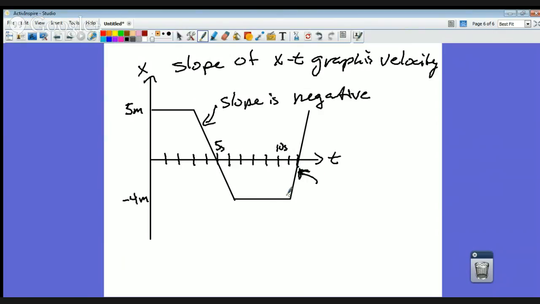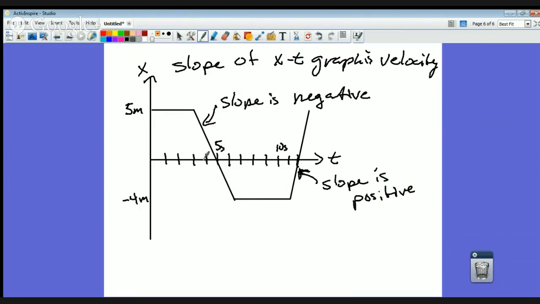Even though the numbers are negative, we're moving in the positive direction. So we're moving to the right. We're going from -4 to 0. That's movement to the right. And then we're moving past 0, we're moving to positive numbers. Again, that's still movement to the right. So the slope is positive, that's a positive velocity.